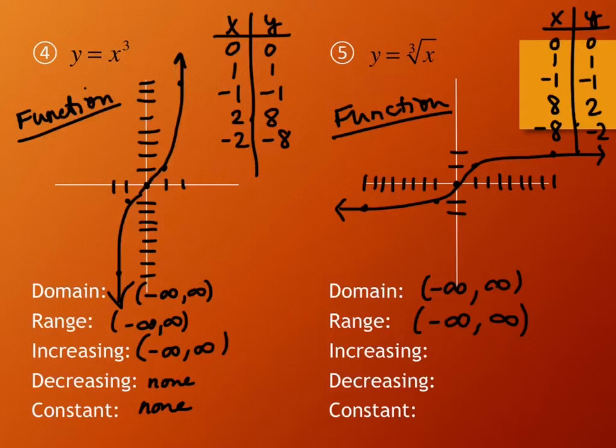What about increasing, decreasing, constant? Yeah, this one's just like the last one in terms of that, actually. It's increasing the whole time, negative infinity to positive infinity. And we have no places for decreasing or constant on this one. I promise we will later.